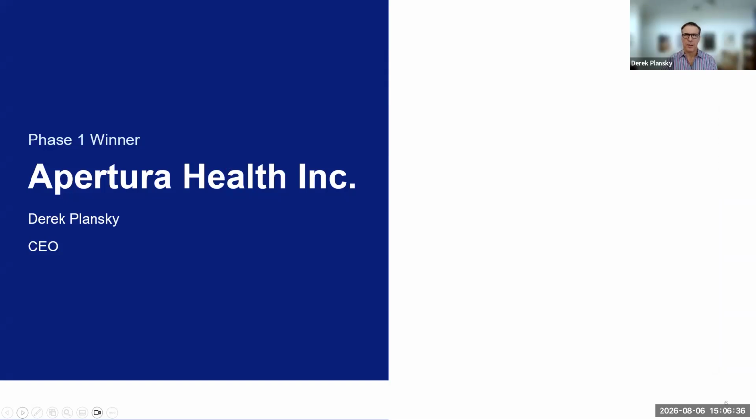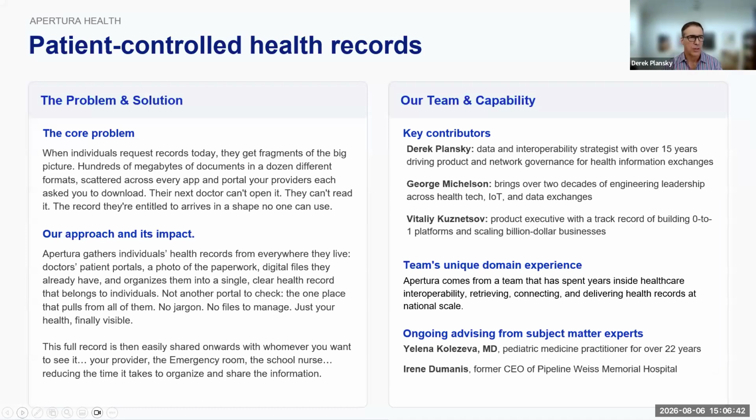Good afternoon, everyone. I'm Derek Plansky, and I'd like to introduce you to Apertura Health. Our solution is to focus on patient-controlled health records. And from our perspective, the problem is that the data is just too voluminous and fragmented and in many different formats today. And we're aiming to start with the EHI export, but go beyond that into working on other digital data, other paper data, basically harmonizing the entire patient's healthcare record so that that information is brought together.